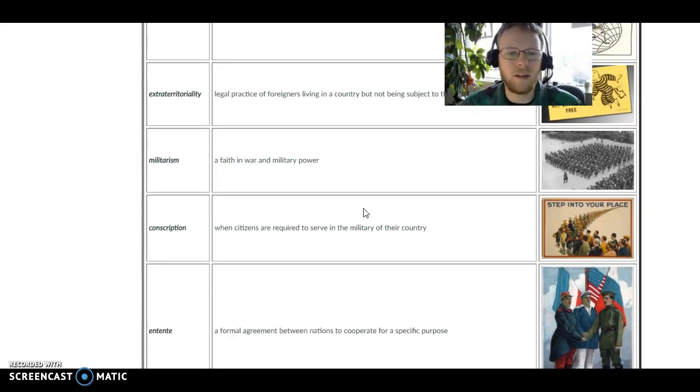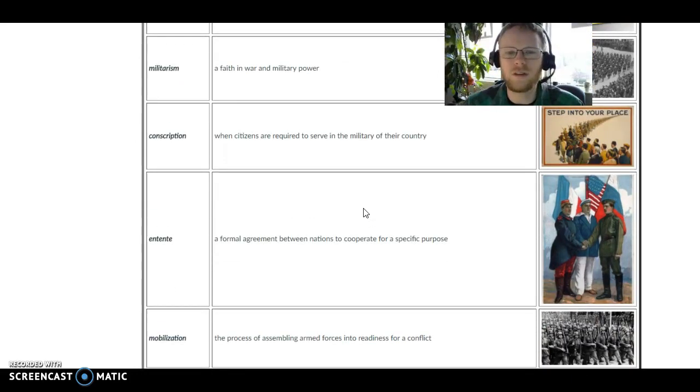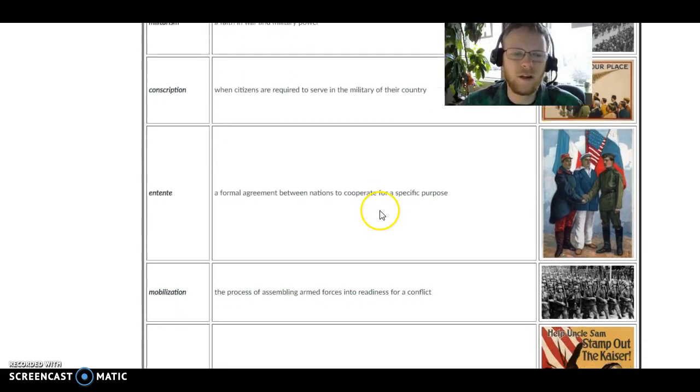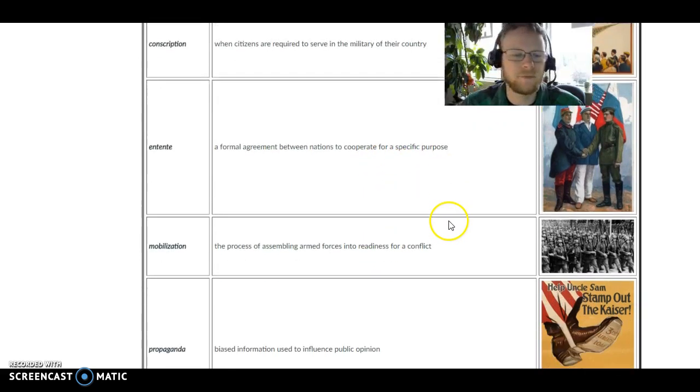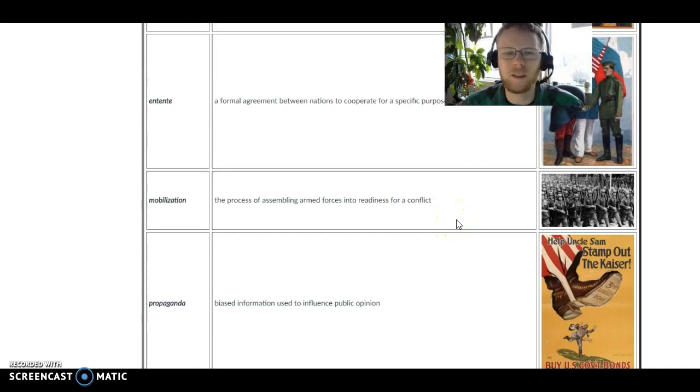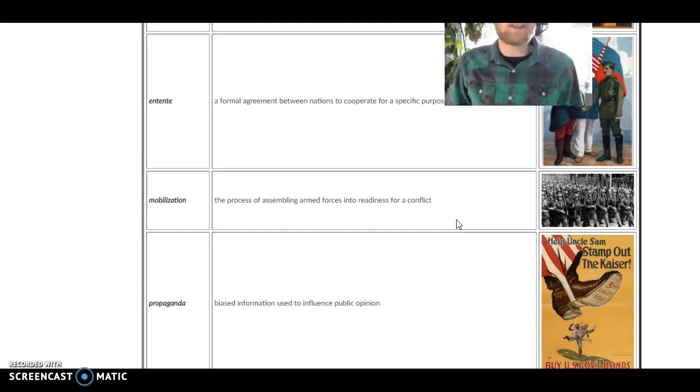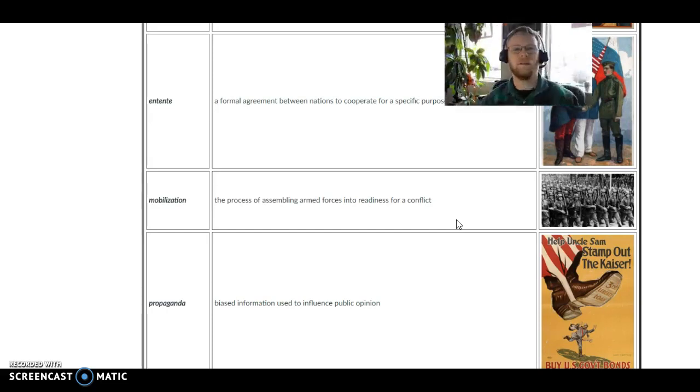Militarism, a faith in war and military power. Conscription, when citizens are required to serve in the military of their country. Here we generally think of it as a draft. An entente, a formal agreement between nations to cooperate for a specific purpose. Mobilization is the process of assembling armed forces into readiness for conflict. If you have a nation mobilizing, it's preparing for war.